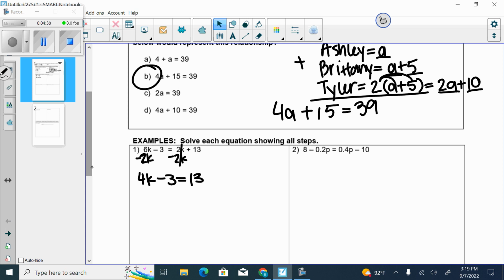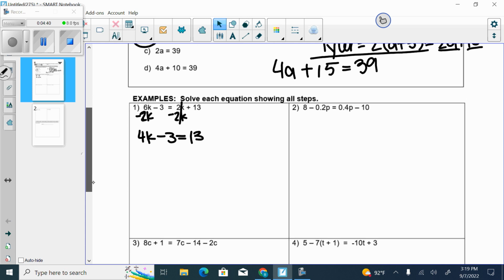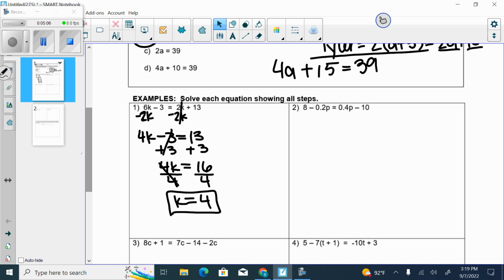Okay, what would we want to do now? Good. Add 3 to both sides. And what is 13 plus 3? Very good. So what would our last step be here? Good. And 16 divided by 4 is 4. So k must be 4. All right.